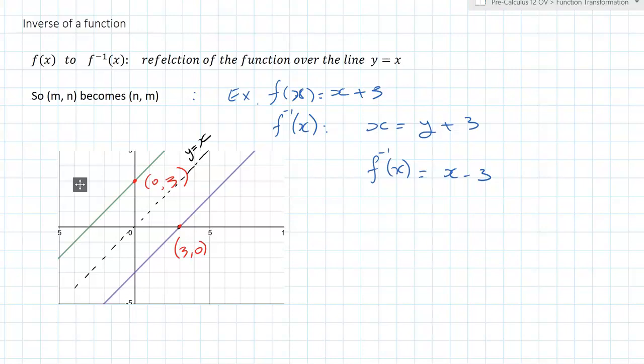Just a review. The notation for the inverse of a function is f to the exponent of -1, but it is not an exponent. I want to make sure you understand that it's just a notation, f inverse of x. In terms of the geometry, the graph is reflected over the line y equal to x, and in terms of the coordinate values, the coordinates are being interchanged. So the x value becomes the y value and the y value becomes the x value.